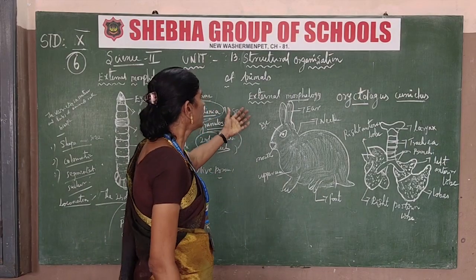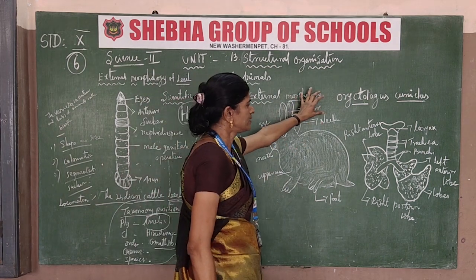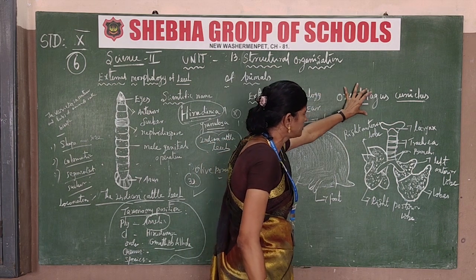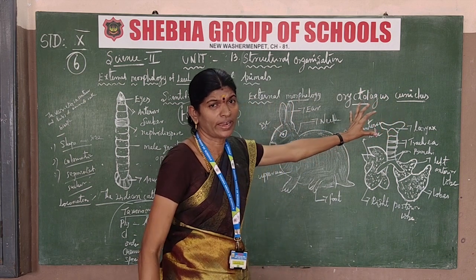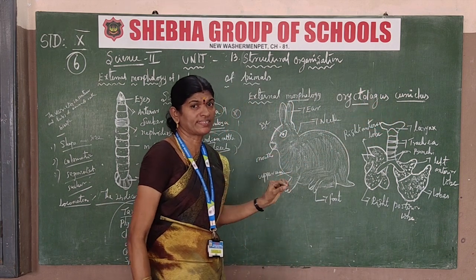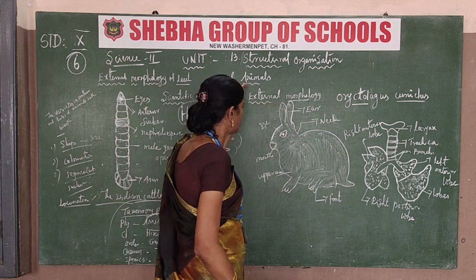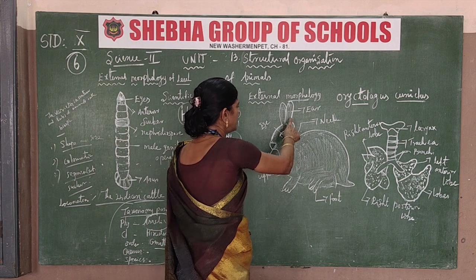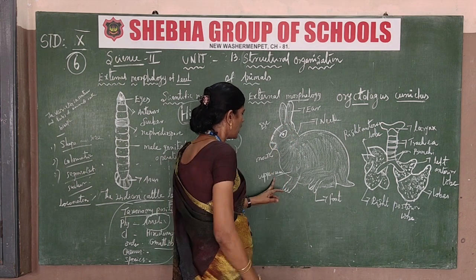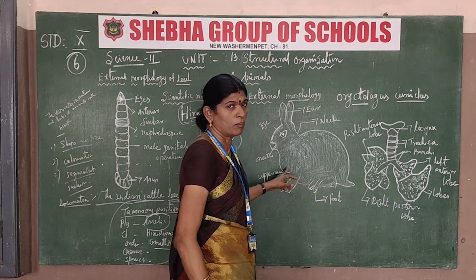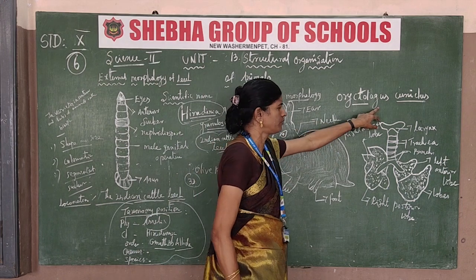Now we are going to the external morphology of the rabbit. This is the scientific name, Oryctolagus cuniculus. Students, every day you should practice reading and writing the scientific name. So, external morphology of the rabbit: the neck region, eye and mouth region, upper limbs and foot region are present.